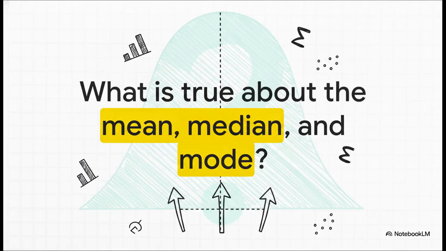Here we are, the final test. In a perfectly normal distribution, what is true about the mean, median, and mode? Imagine a perfectly symmetrical bell curve on a graph. What happens to those three measures of central tendency? Take your final pause to think it over. Okay, let's see how you did.